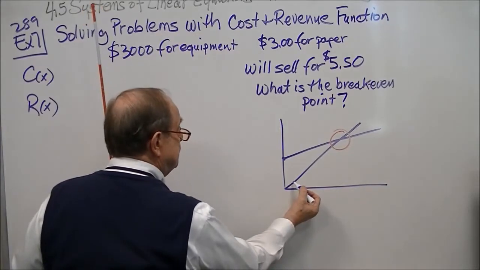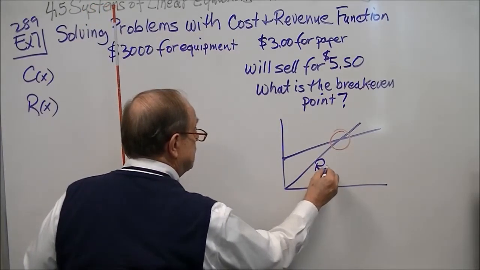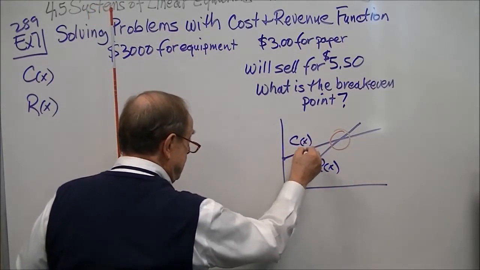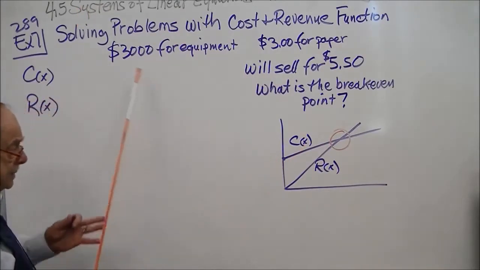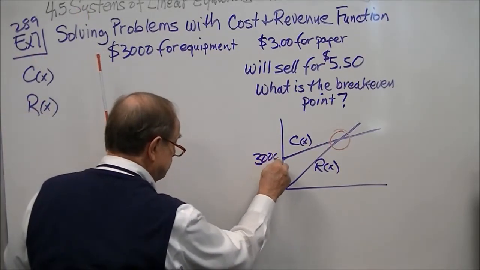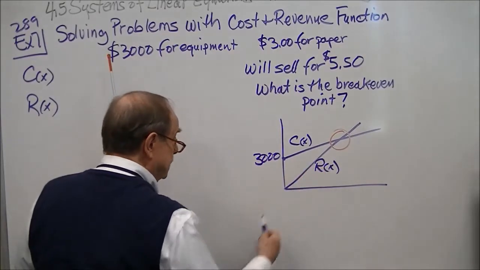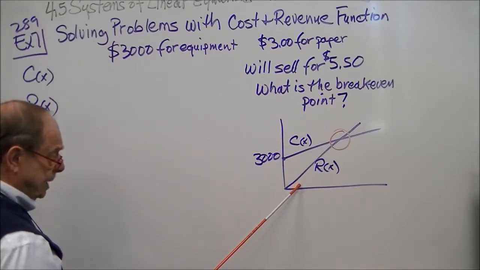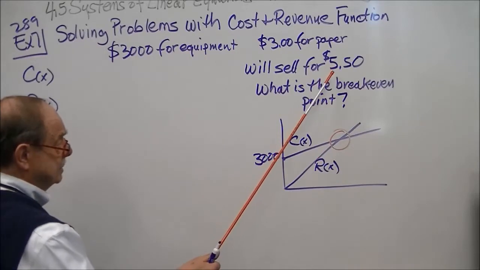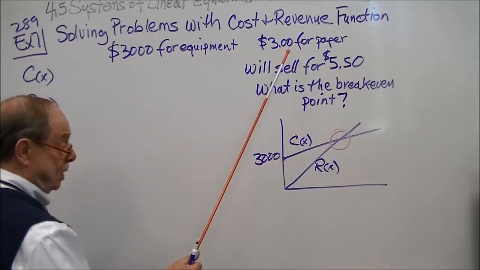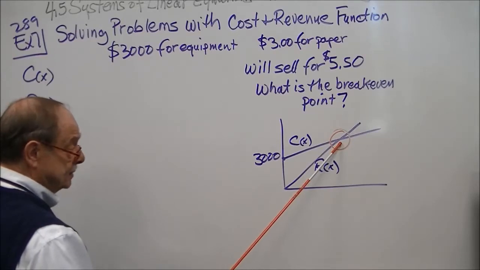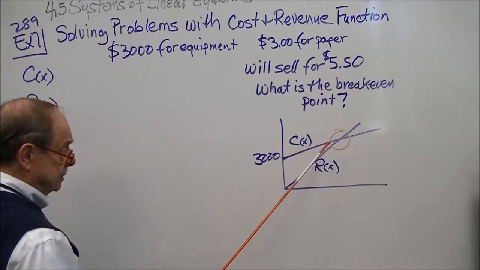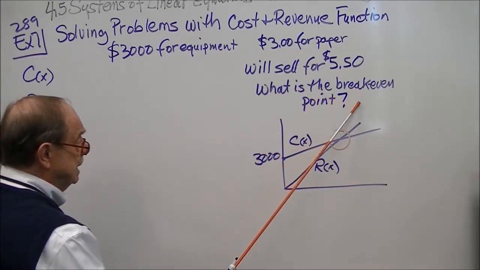So this is going to be your revenue function, and this is going to be your cost function. Notice this is your $3,000 over here, and $3 per item. So we have to set up those equations in a moment. But eventually, as you sell things, because you're making more than what it costs to produce one, you're going to have a point of intersection. So at that point of intersection of these two functions, that is your break-even point.